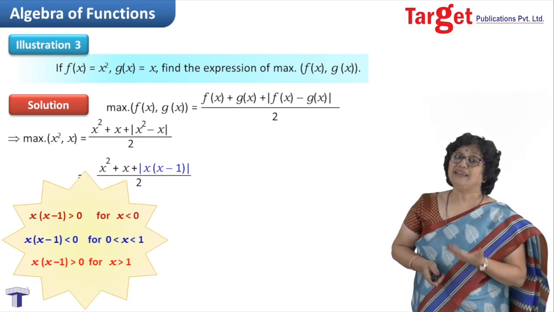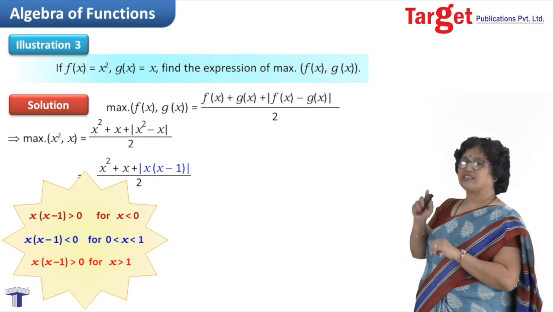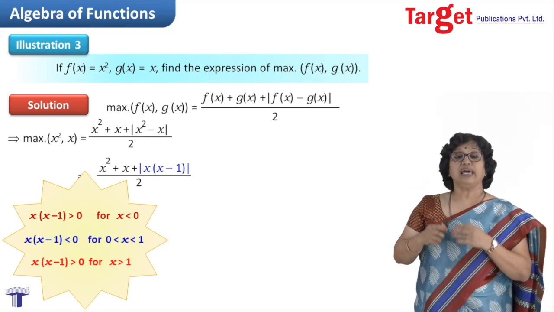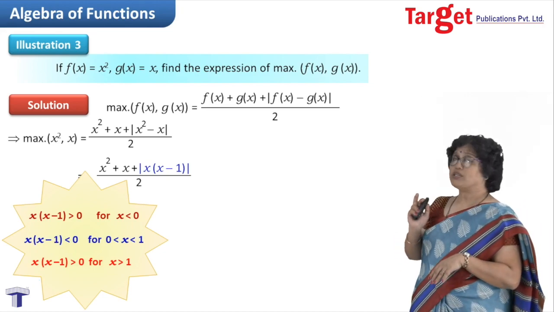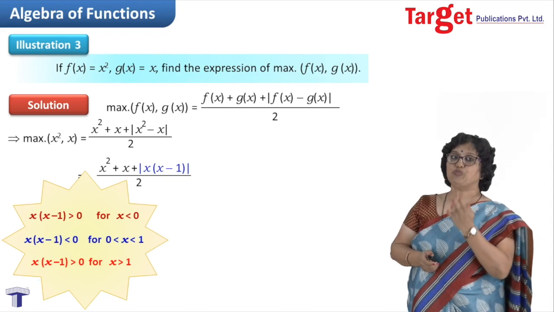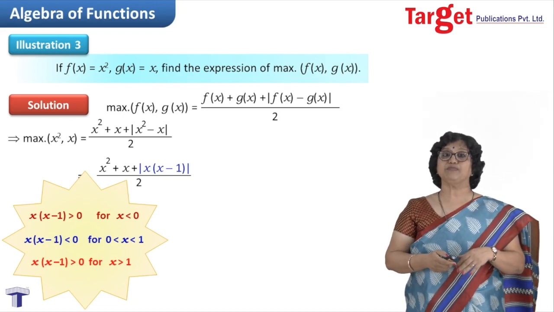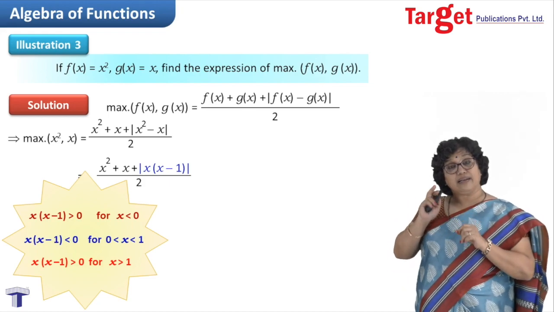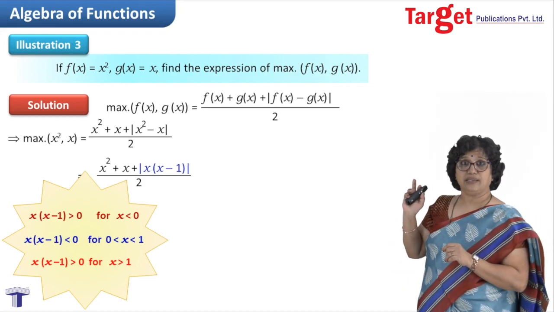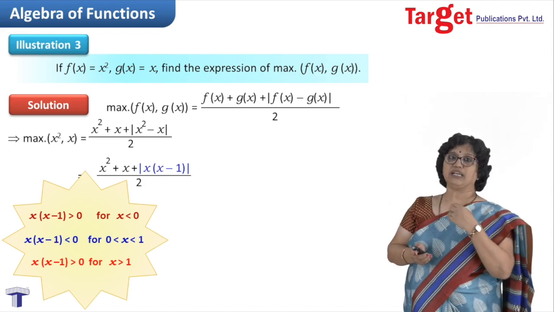What happens in the region x less than 0? That same thing happens in the region x greater than 1. That x into x minus 1 is positive. And when x takes values between 0 and 1, the quantity x into x minus 1 becomes negative. So the quantity written inside the absolute value notation, which is x into x minus 1, is negative in some part and positive in some part.